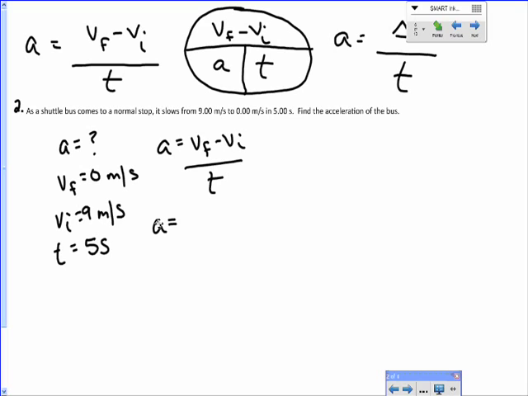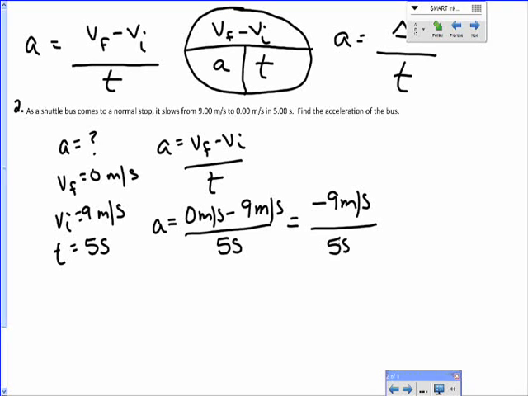And you always calculate the subtraction first before you divide, but go ahead and fill in your numbers that represent your letters. So VF is 0 meters per second minus VI, which is 9 meters per second, divided by 5 seconds. So let's calculate that. 0 minus 9 is going to be negative 9 meters per second, and then divided by 5 seconds, you would put in your calculator negative 9, divided by 5, and that's going to equal an acceleration of negative 1.8 meters per second squared.